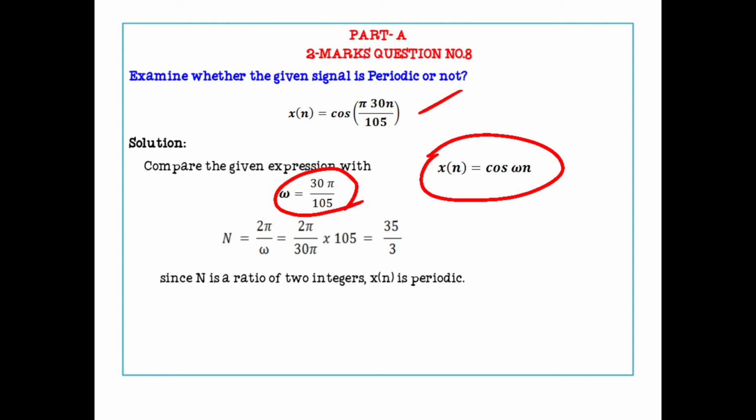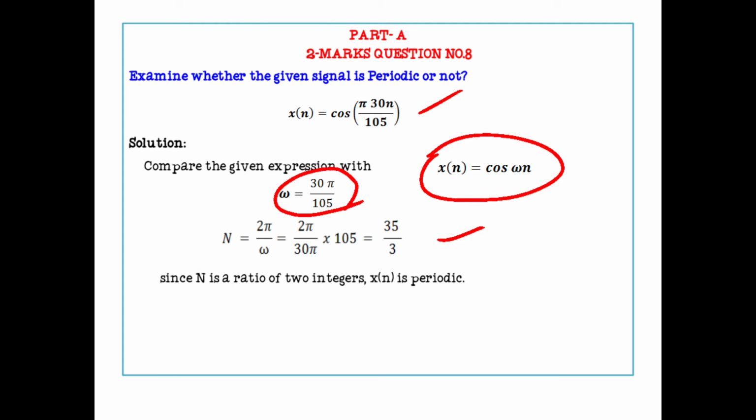divided by 105. Pi will get cancelled. 30 you will cancel and write 1, 15. 105 divided by 15. So on calculation you will get 35 by 3. So 35 by 3, is it a rational number?